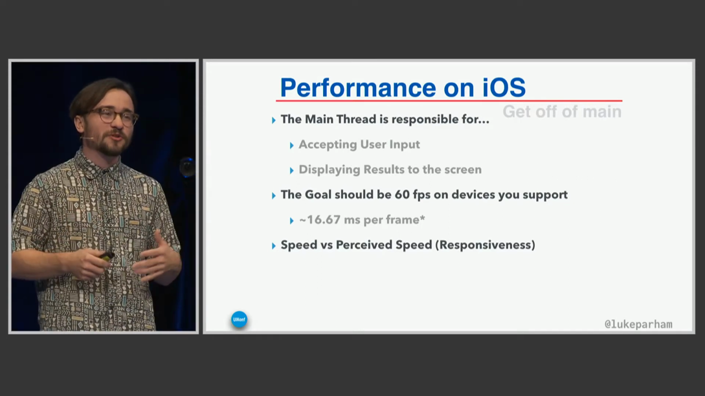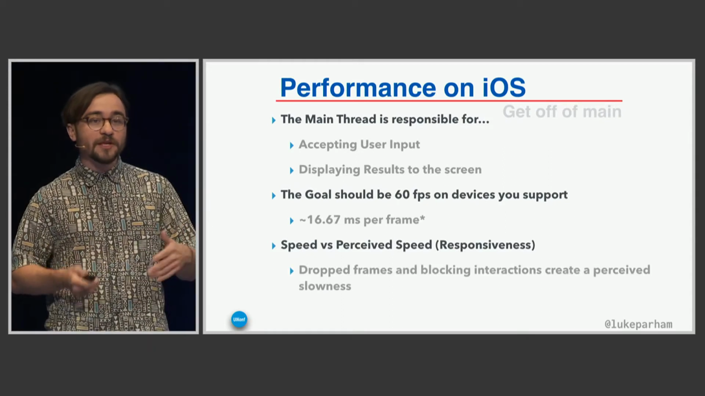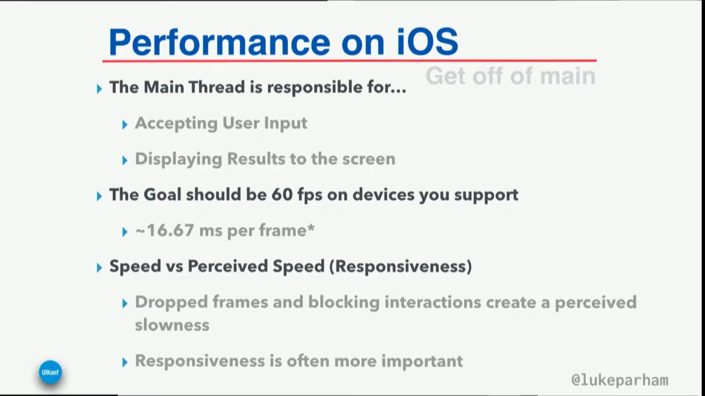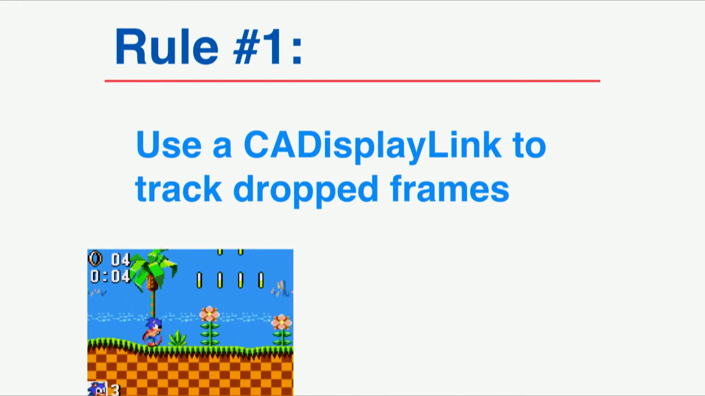That can all contribute to how good your app feels to a user. Dropped frames and blocking interactions create a perceived slowness in your app, even if particular code happens to be fast. To fix this and make things more responsive, a lot of times you can just rearrange work. You can get it off main, even if you can't quite figure out how to make it faster. But anyway, rule number one is you can use a CADisplayLink to track dropped frames.